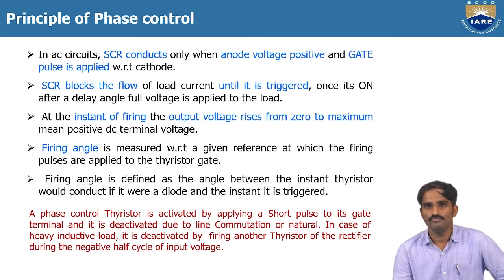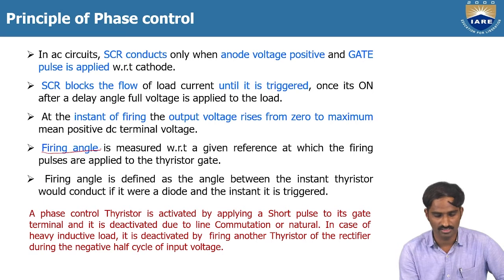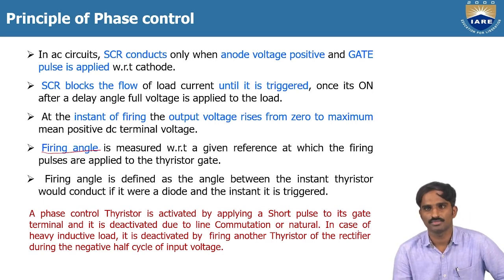Here, of course, we have just discussed the basic classification, which is uncontrolled, controlled, and semi-controlled. Then what is the controlling parameter here? It is the firing angle. Here the firing angle is the controlling parameter. So by changing the firing angle, we are able to control the output DC voltage of the rectifier.